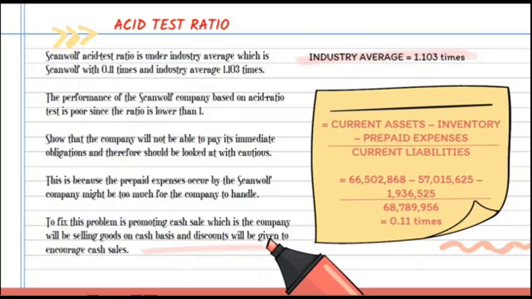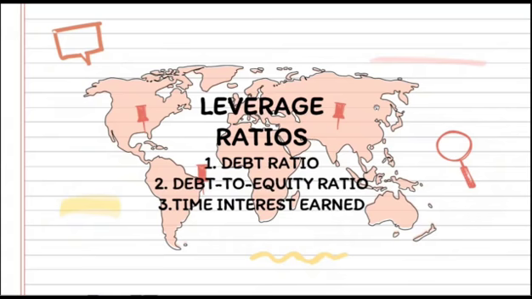Okay, to fix the problem of the Scanwolf company about this ratio, they must focus on promoting cash sales, which is where the company will be selling goods on a cash basis, and discounts will be given to encourage the cash sales.